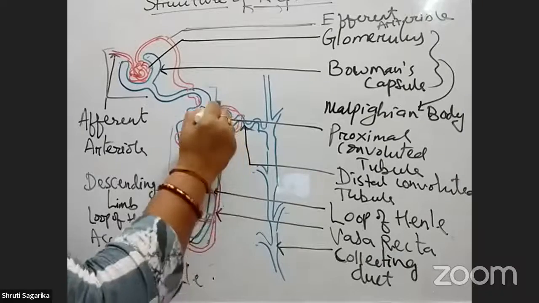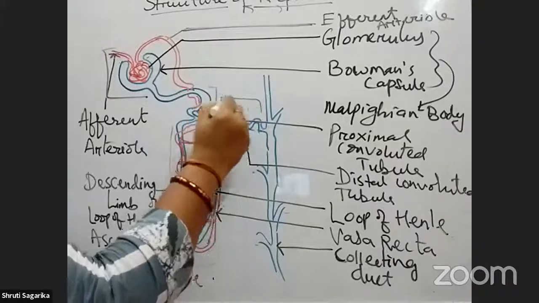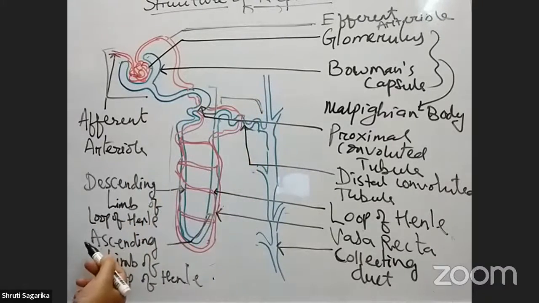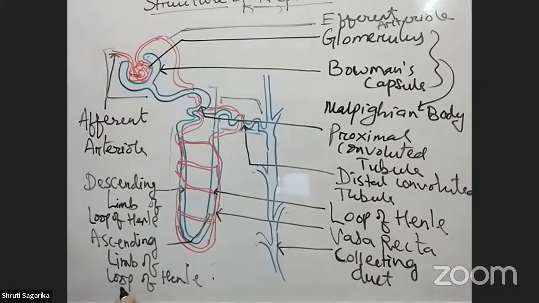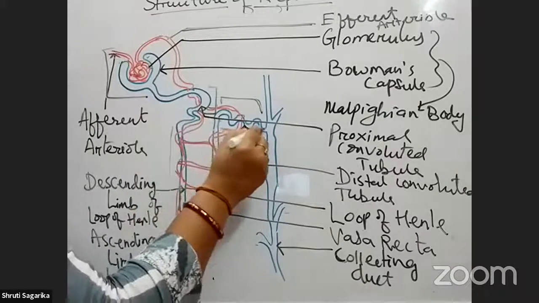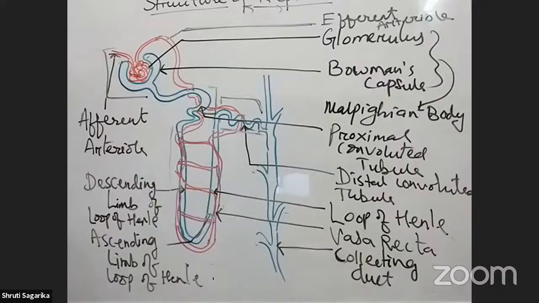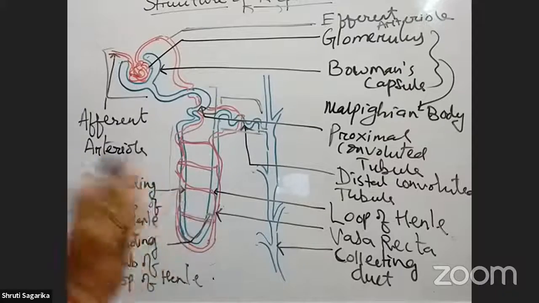And after that, again one convoluted part is there. What is this convoluted part called? This is called our distal convoluted tubule. And finally, it enters into the collecting duct. Clear? Now coming to the blood vessel.